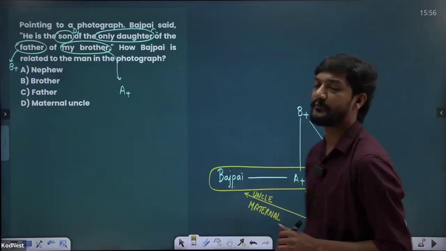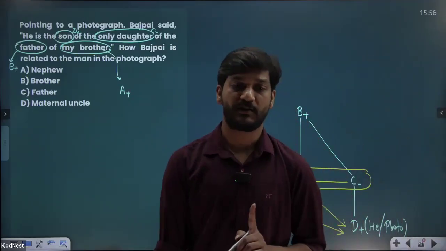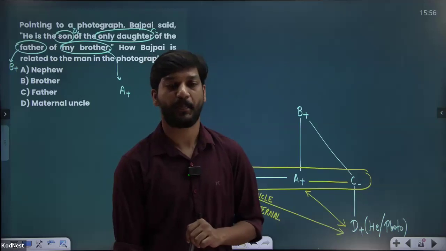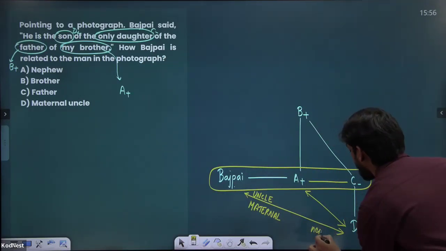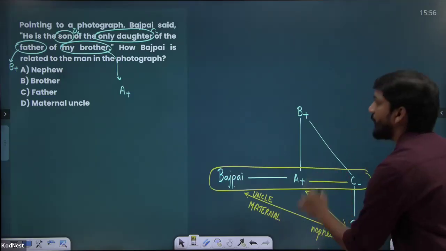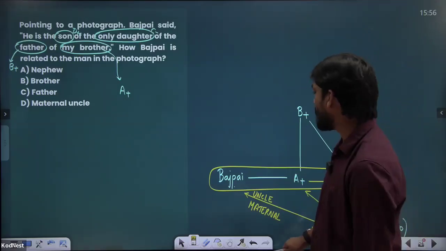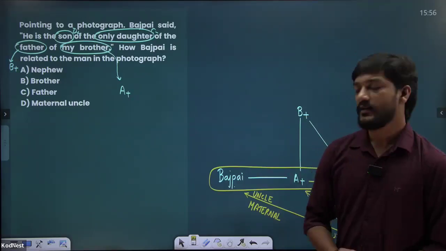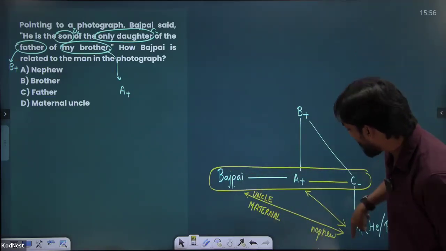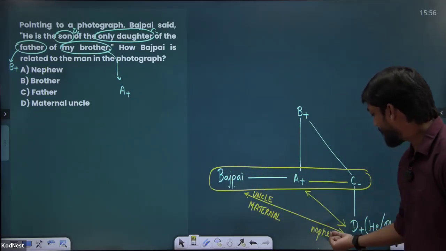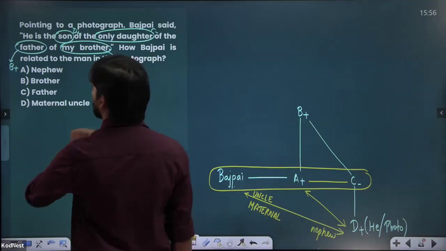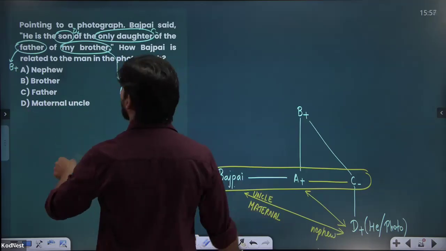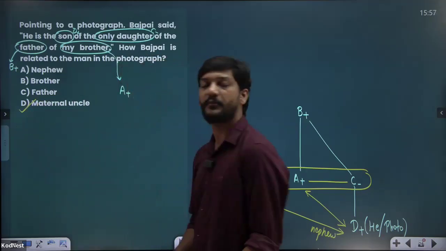Okay. Maternal uncle. And who is this person? Nephew or niece? Who is D plus? Nephew, because it is a male person. Now who are they asking? How is Bajpayee related? Is Bajpayee a nephew? No, he is not a nephew. Bajpayee is the maternal uncle. So D option is correct.